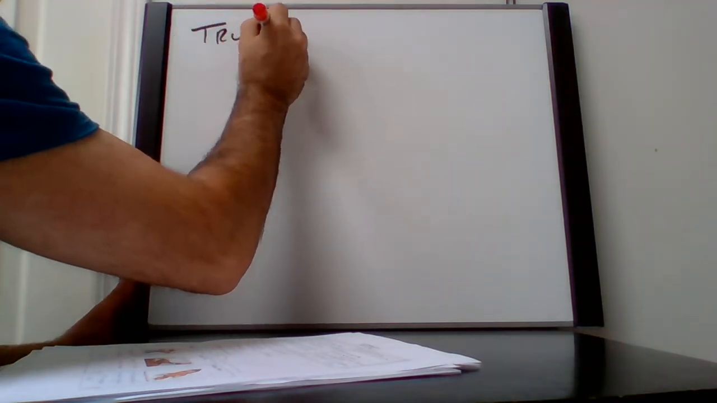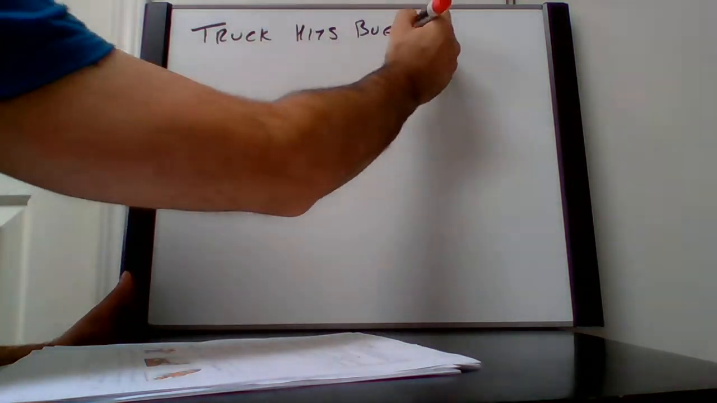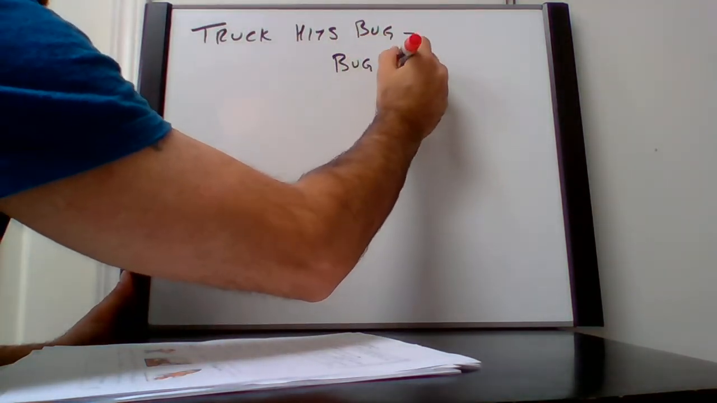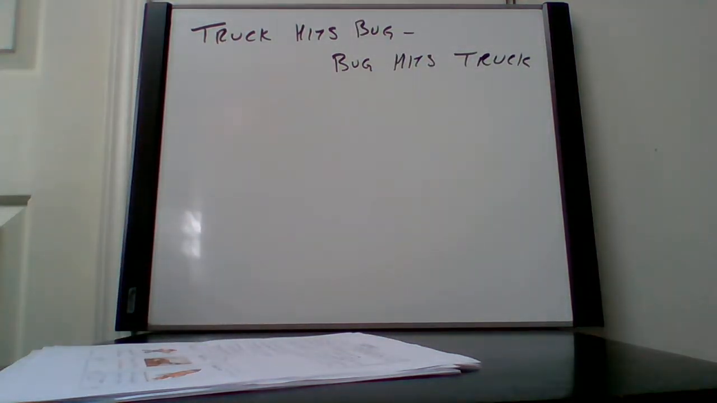All right, let's move on to another example, and hopefully this helps you understand a little bit more about these forces. Let's imagine a bug hitting the windshield of a semi-trailer. What force pair occurs? Well, in this one, the truck hits the bug, and the bug hits the truck. That is our force pair.